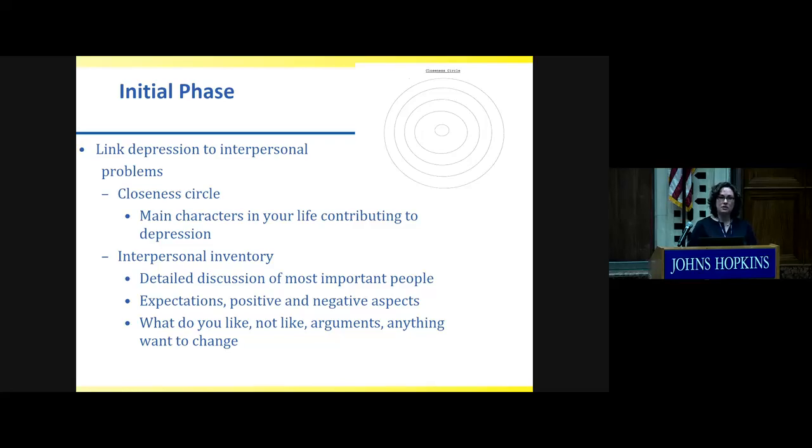Then after we do the circle, we do an inventory where we pick the 4 to 5 most important people in their life and do a deep dive. What are the positive aspects of the relationship, the negatives? What do you argue about? What do you like to do? Is there anything you want to change about this relationship?